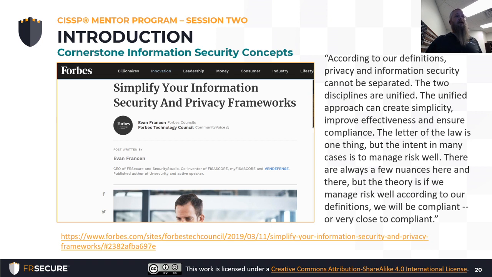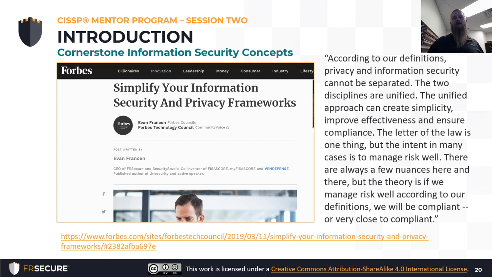This is just an article that I wrote for Forbes, where I explain that these things really can't be separated. They shouldn't be separated. They need to be integrated, not just in concept but also in practice. The unified approach, when you combine these, gives you so much opportunity to simplify and really streamline these processes.